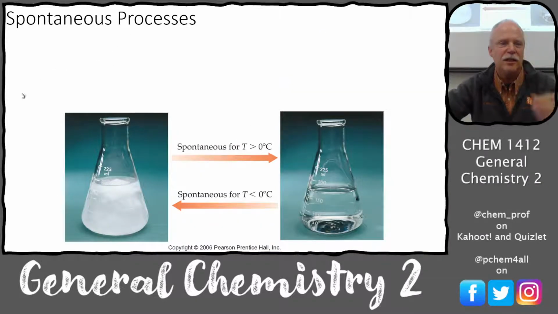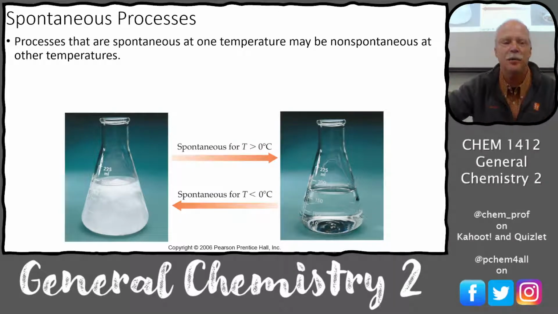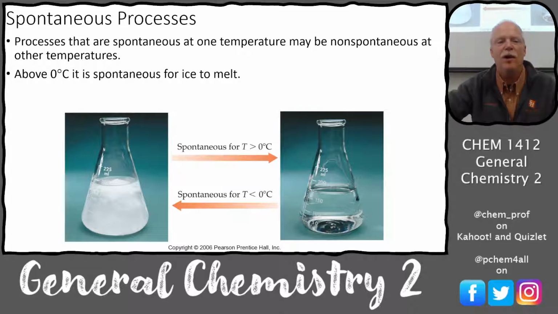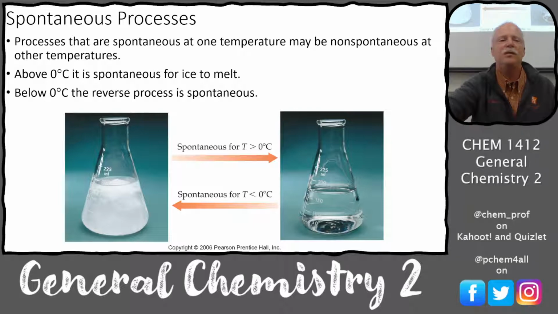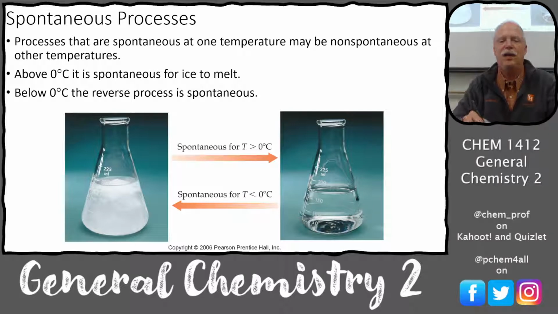Okay, let's look at spontaneous processes some more. So they're temperature dependent. So processes that are spontaneous at one temperature may be non-spontaneous or go in the reverse direction at another temperature. So above 0 C, it's spontaneous for ice to melt. Below 0 C, the reverse process is spontaneous. So let's figure out how we make ice in the fridge, right?